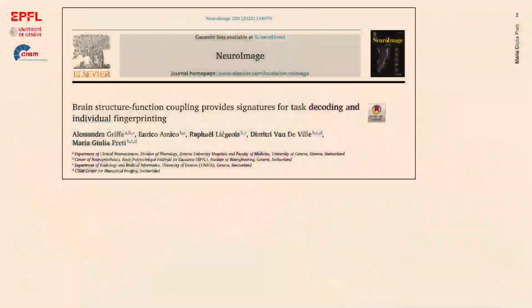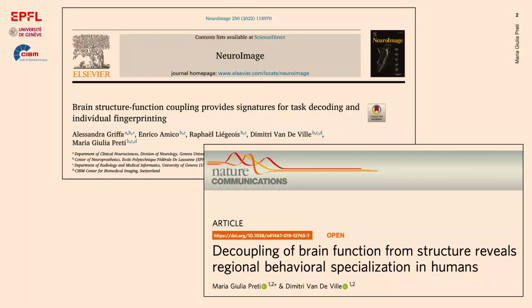The results I will present are mainly contained in this paper that we published recently about the fingerprinting potential, and also the task decoding potential of these measures. But I will be referring a lot to the first original paper where we introduced these metrics to quantify structure and function coupling in the brain. So these are all the details, since the talk is quite short, in case you're interested.